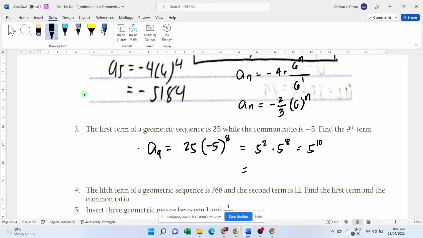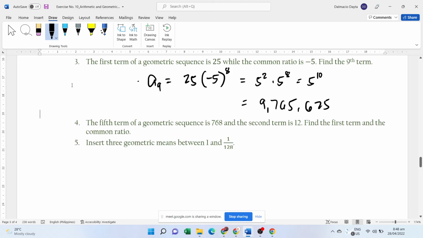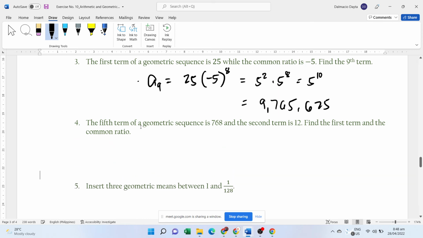But for those who answered this and used their calculator, para sa kanila, the answer is 9,765,625. Alright. Any question? Problem number 3, class. There is none. Let's proceed to problem number 4.